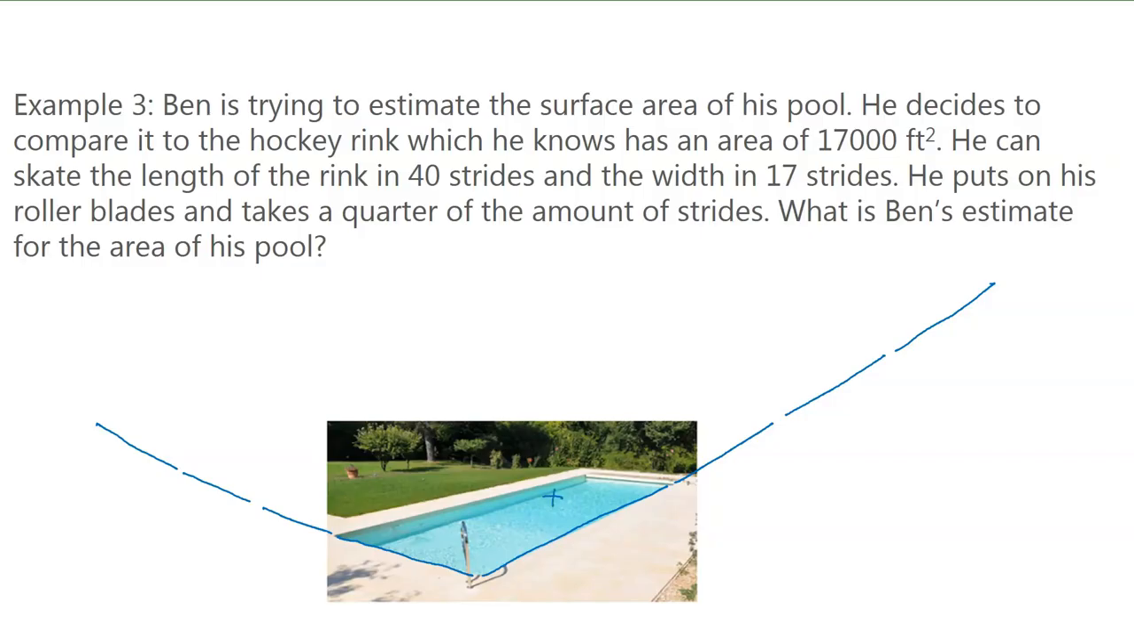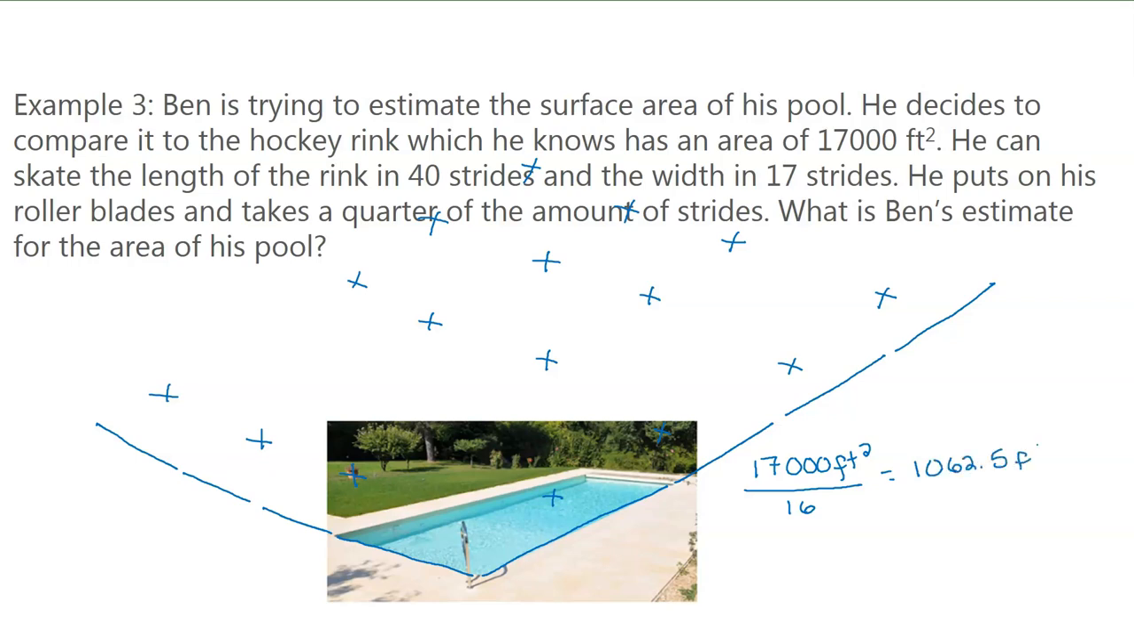So there would be 1, 2, 3, 4 swimming pools here. And 5, 6, 7, 8, 9, 10, 11, 12, 13, 14, 15, 16. There are about 16 of his swimming pools that would equal a hockey rink. So if I take the area of the hockey rink, which is 17,000 square feet, and then divide that by 16, that would be the approximate area of his pool. Now that works out to be 1,062.5 square feet.